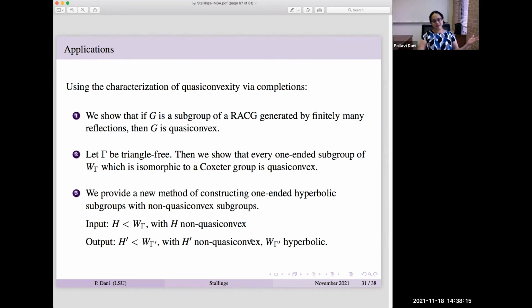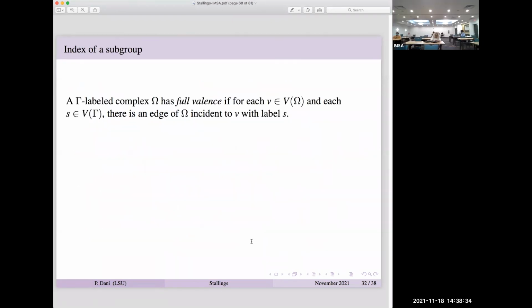Okay, so that's the applications of quasi-convexity. And just to remind you, I wanted to talk about quasi-convexity first because it's characterized by this very basic property about completions, namely finiteness. Completion finite is equivalent to quasi-convex. So the next thing that you might want to consider is the index of a subgroup. In the free group case, we were able to detect whether or not a subgroup is of finite index, and so you might want to do the same thing here.